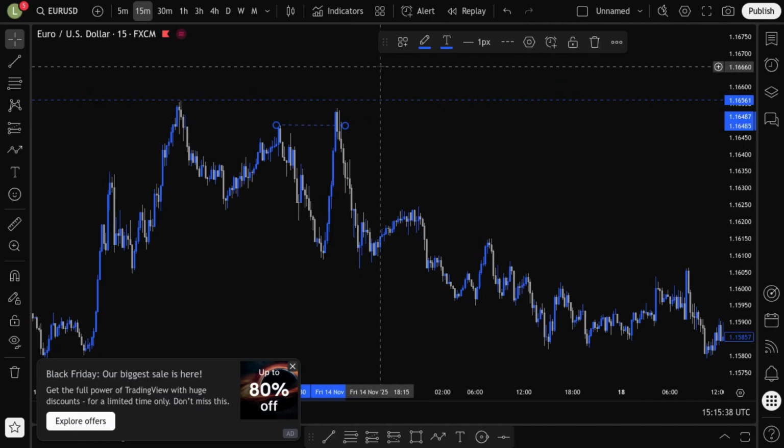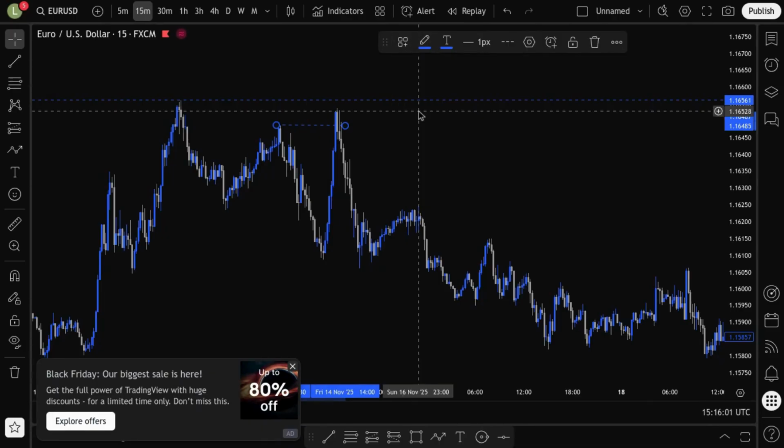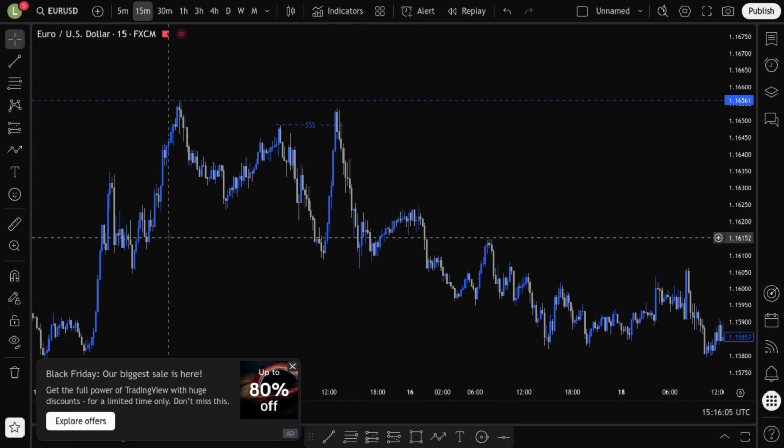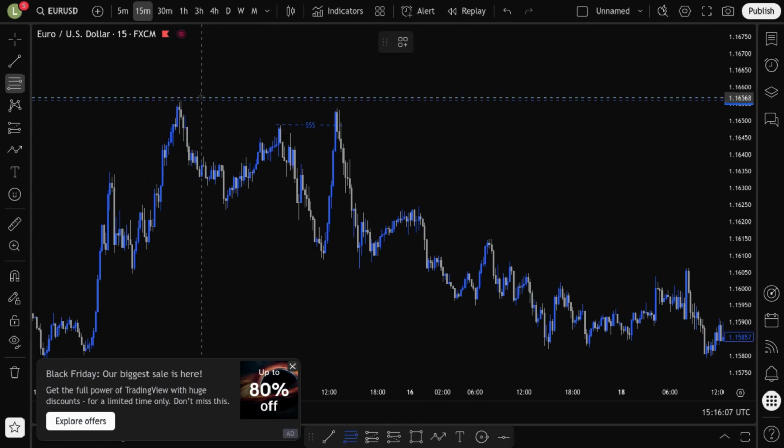Then, oh, I forgot to tell you guys. I'm so sorry. You mark out the 50 pip level between the liquidity sweep and the protected high. I forgot to put it down. Sorry for the mistake. I will simply explain that. You mark out the 50 pip level, the Fibonacci level, from here to here.